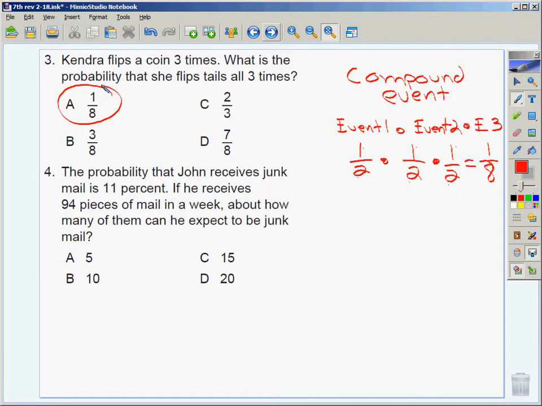The probability that John receives junk mail is 11%. 11% as a decimal is 0.11. If he receives 94 pieces a week, about how many can he expect to receive in junk mail? So this is a prediction. With predictions, we multiply the probability times the number of times that we're going to do it. 0.11 times 94 is 10.34. So this would be approximately 10 out of the 94 pieces.